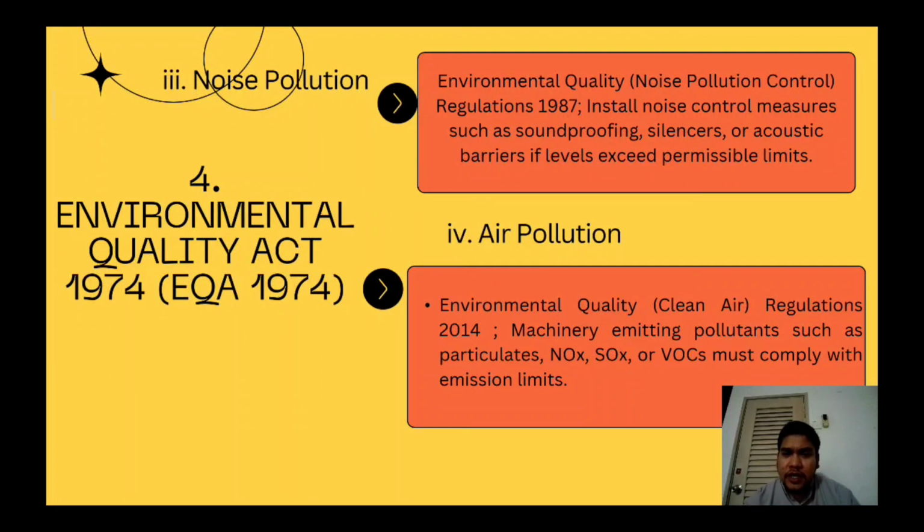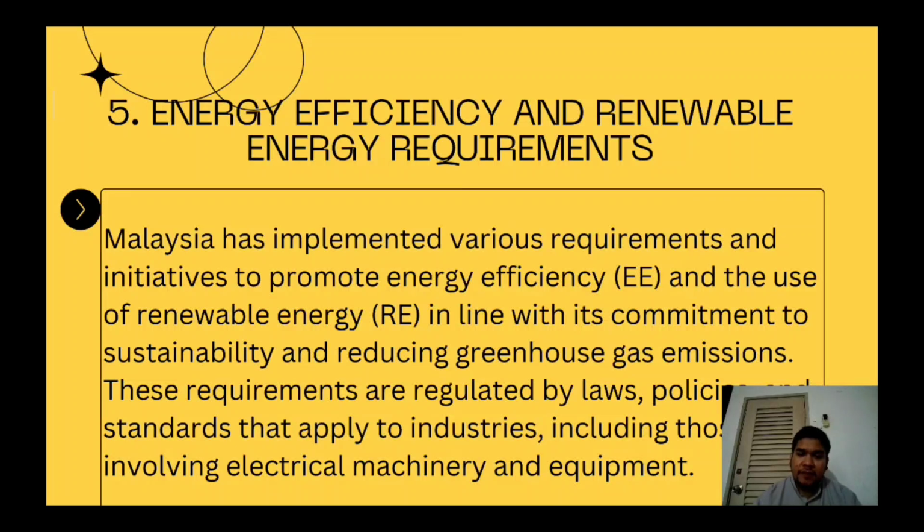Noise pollution, Environmental Quality Noise Pollution Control Regulations 1987: install noise control measures such as soundproofing, silencers or acoustic barriers if levels exceed permissible limits. Air pollution, Environmental Quality Clean Air Regulations 2014: machinery emitting pollutants such as particulates and certain chemical compounds must comply with emission limits. The fifth legal compliance requirements: energy efficiency and renewable energy requirements.